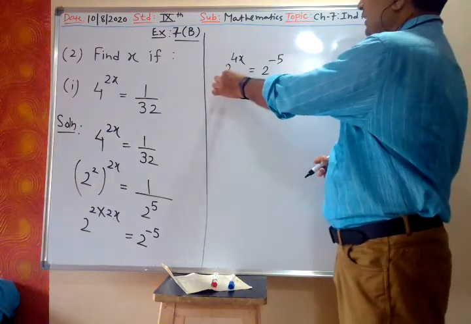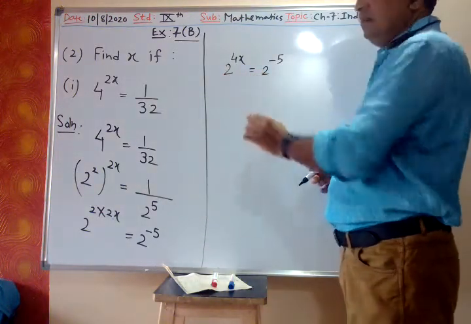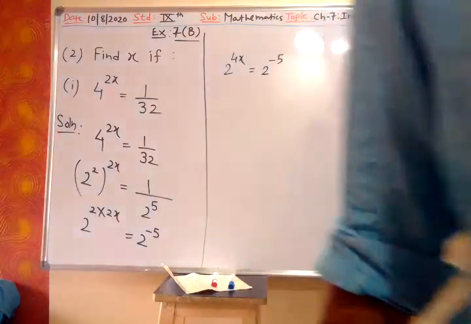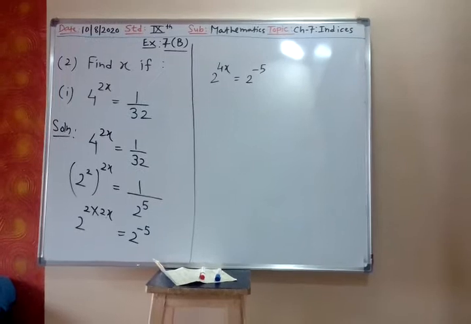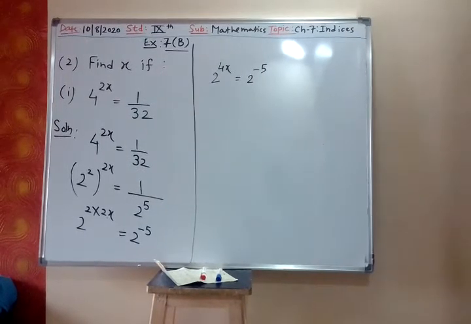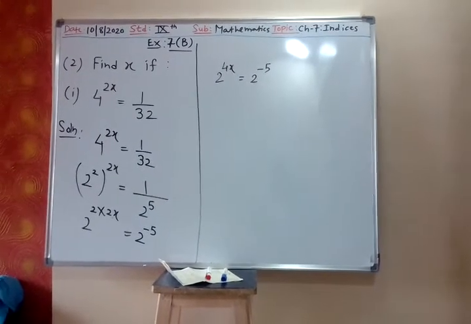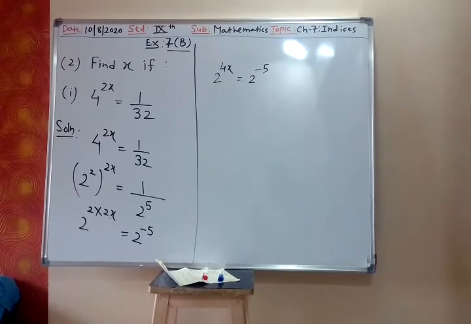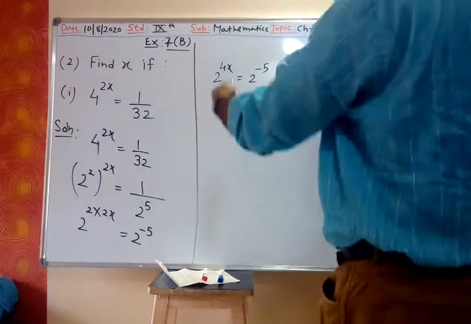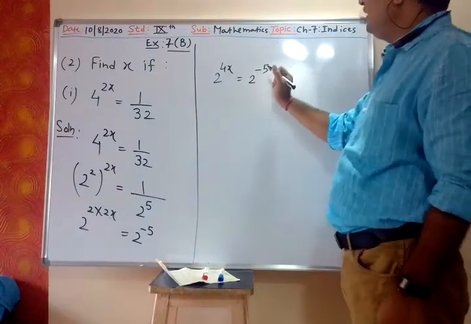Now this is my left hand side, this is right hand side. Yes, wait. This is left hand side. Wait. Yes, wait. Now it is clear. 2 raised to 4x is equal to 2 raised to minus 5. Clear? 2 raised to minus 5. Now this is my left hand side and this is right hand side.